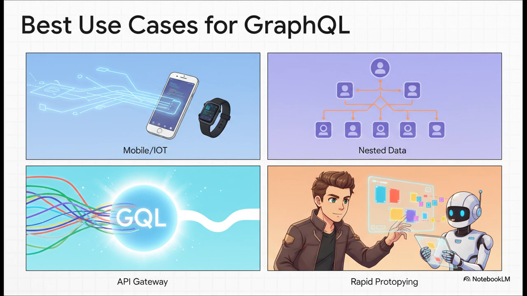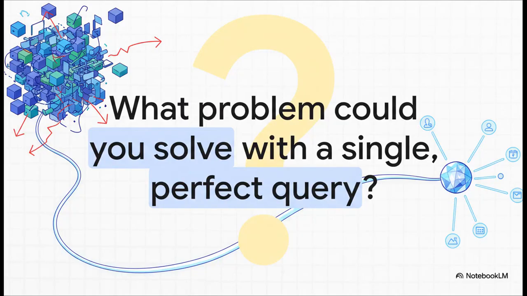And because front-end developers can just ask for the data they need without waiting for the back-end, it's amazing for moving fast and prototyping new ideas. At the end of the day, GraphQL is all about giving the client the power to ask for exactly what it needs and get it all back in one perfect, predictable response. So I'll just leave you with this question. What tangled mess of API calls in one of your own projects could you untangle and simplify with just a single, elegant query?